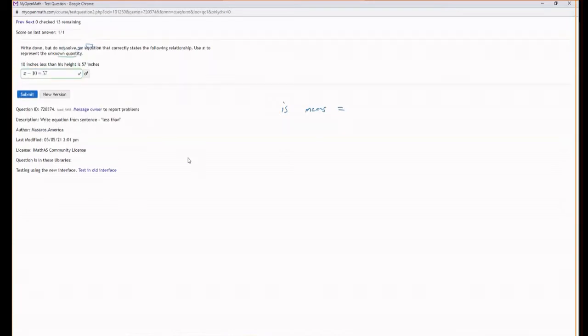Okay, and that, I think, is the tricky part. We like to just write things in order, and I think the most common mistake here would be to write 10 minus x equals 57. Okay, does that make sense?